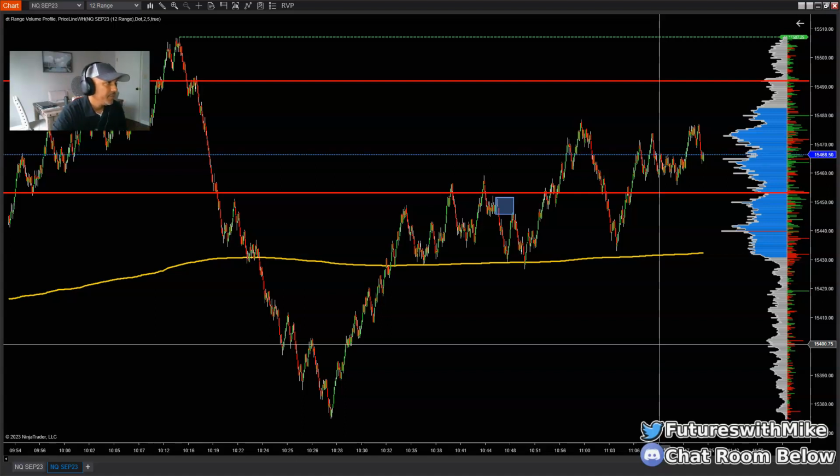Okay, a lot of you guys are transitioning over to using range charts. Thank you for letting me introduce you to range charts. It's just cleaner to the eye to me. I'm not telling anyone what to do. If you use time-based charts, that's fine. But with range charts, I can just see it cleaner to the eye.